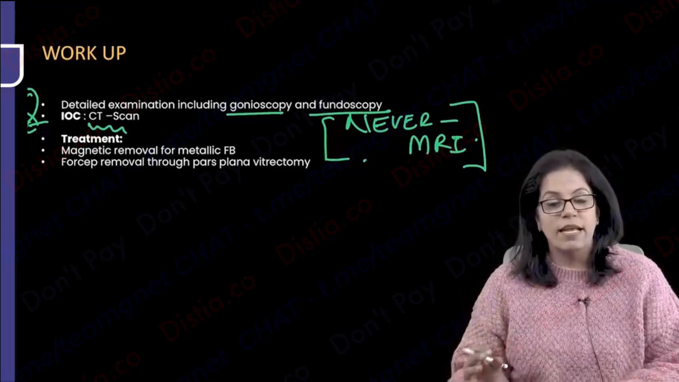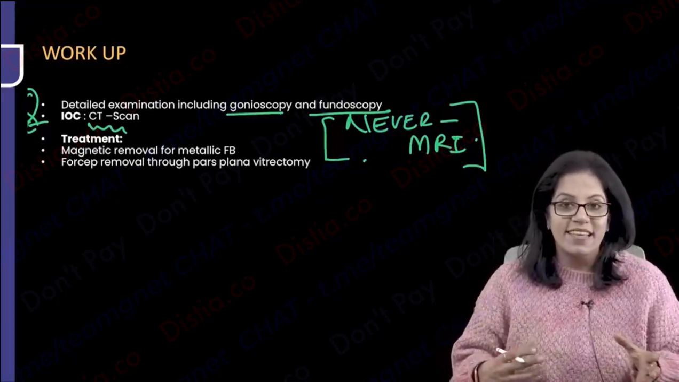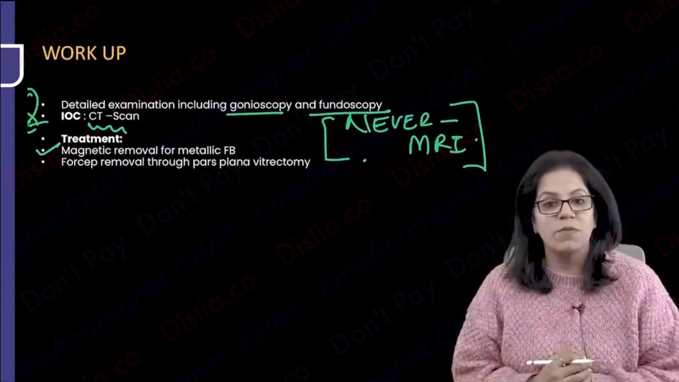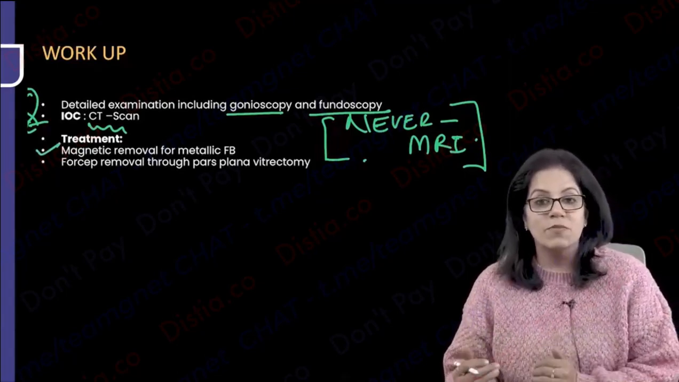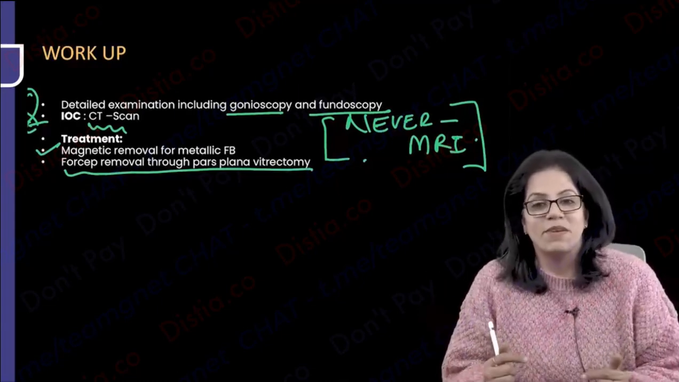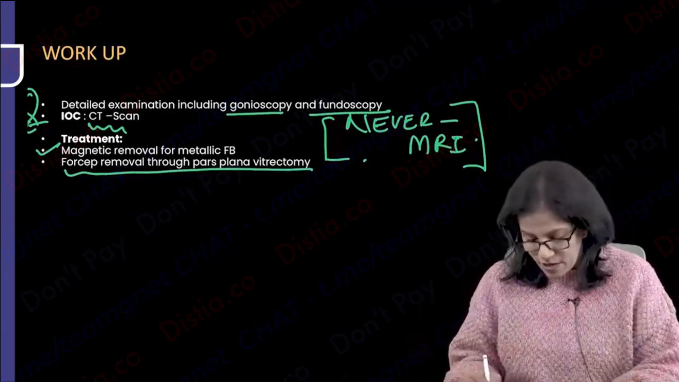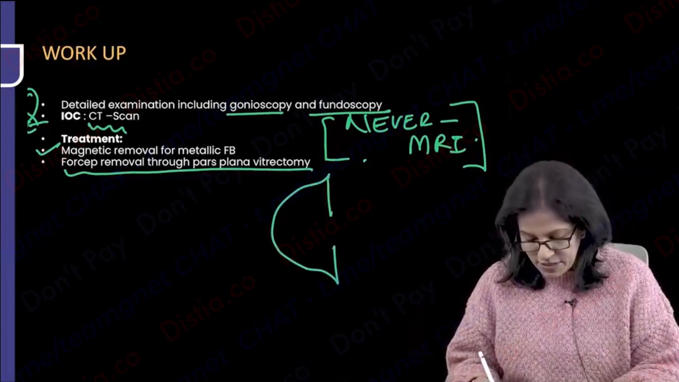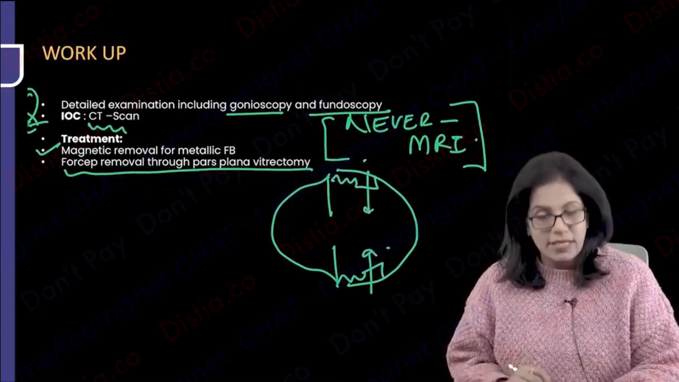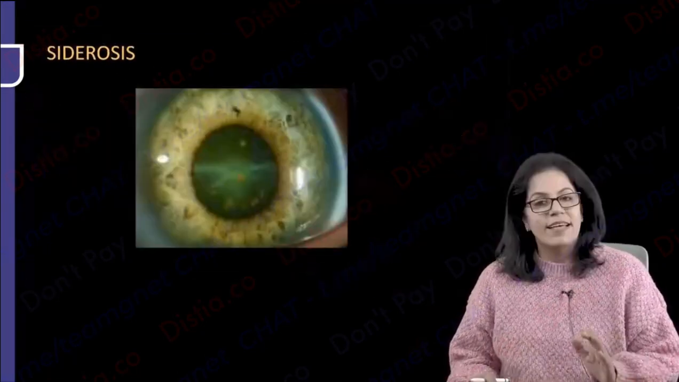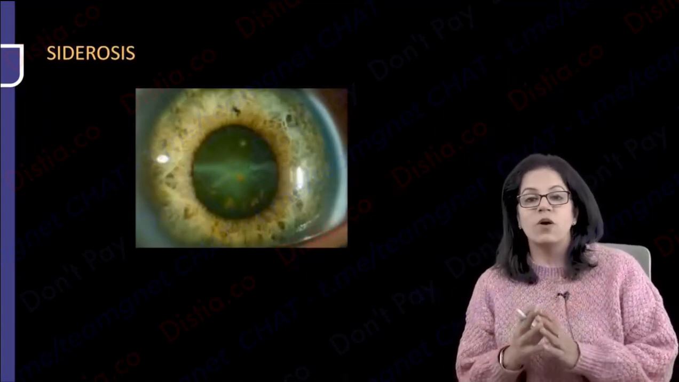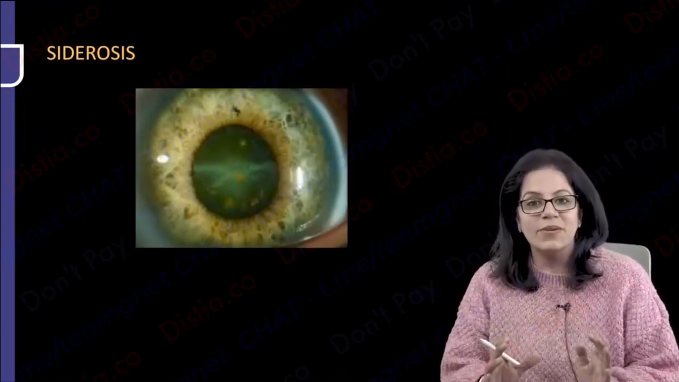And according to wherever we find it, how to manage it? If it is a metallic foreign body, I can use a magnet, but otherwise we have to go with forceps removal through pars plana vitrectomy. We all know how to enter through the pars plana. We are entering the vitreous cavity if it is in the posterior segment, and we will remove it. So, we go for pars plana vitrectomy. This is one exam question, do not forget. That was about how you work it up, what investigations I did, and what options I have to manage it. This is clear now?